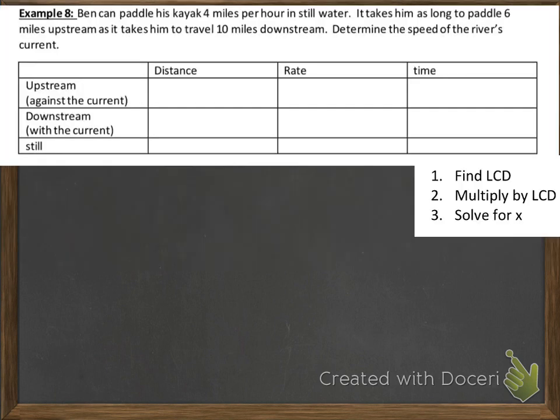This is example 8 because this is the third part of a 3-part video series. It says Ben can paddle his kayak 4 miles an hour in still water. So let's highlight that. That seems important. It takes him as long to paddle 6 miles upstream as it takes him to travel 10 miles downstream. Determine the speed of the river's current.